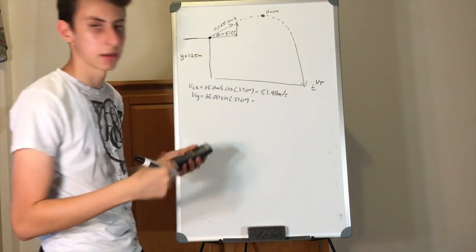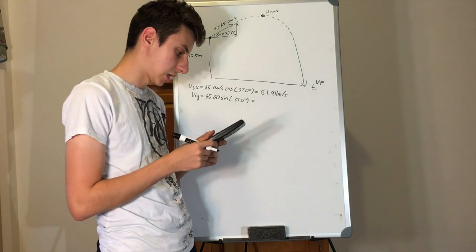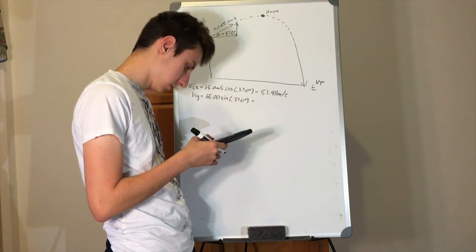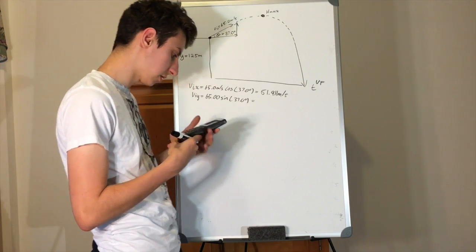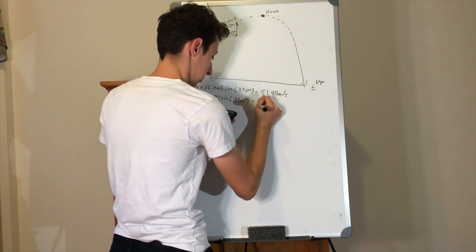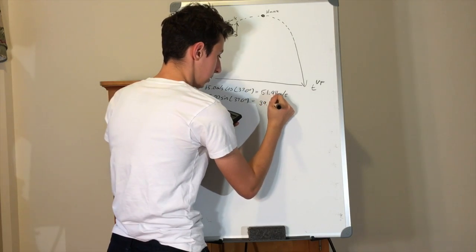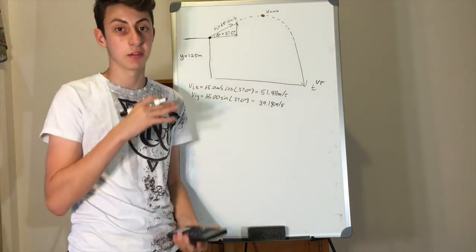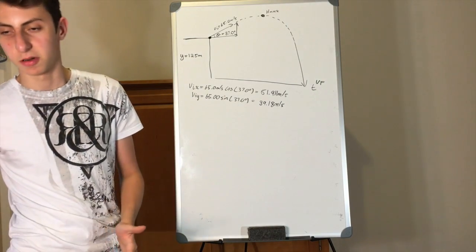911, you want to add on some extra sig figs. And we also have in our y direction an initial velocity of 39.18 meters per second. Alright, now that we've divided our velocity into the x and y components, we can start solving.